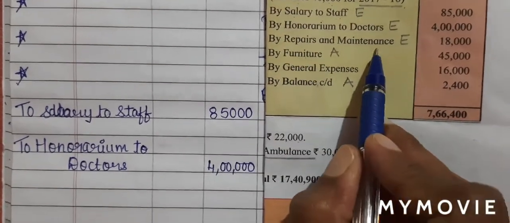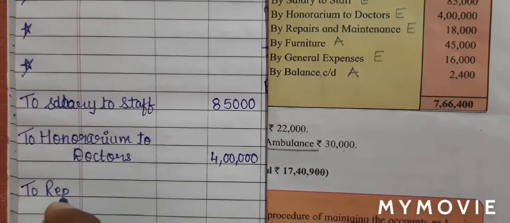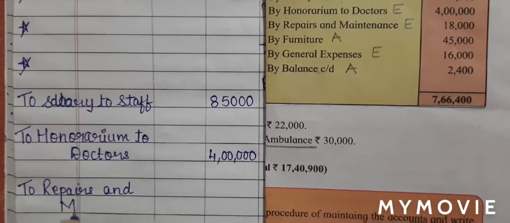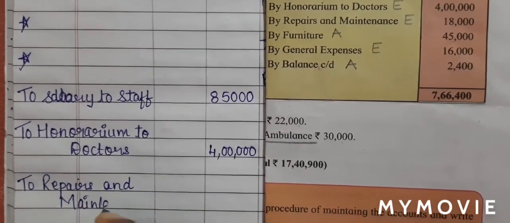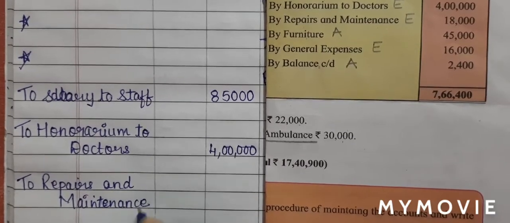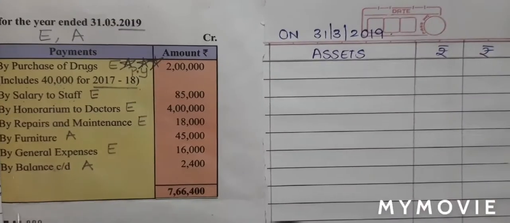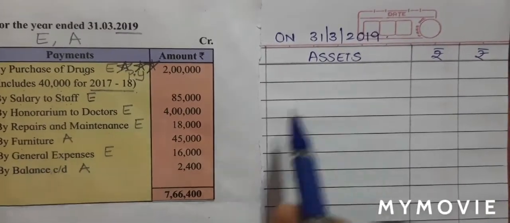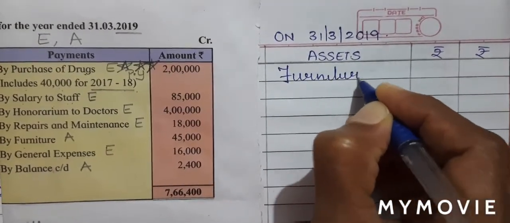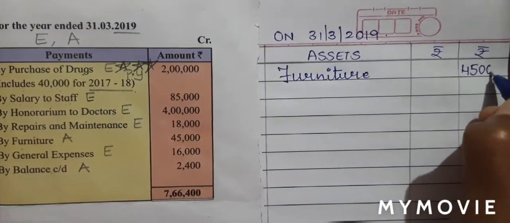Next is repairs and maintenance. Again on the expenditure side, I'll write to repairs and maintenance. In the outer column, 18,000. Next is furniture. So on the asset side, I'll write furniture. There is no star, so in the outer column, 45,000.